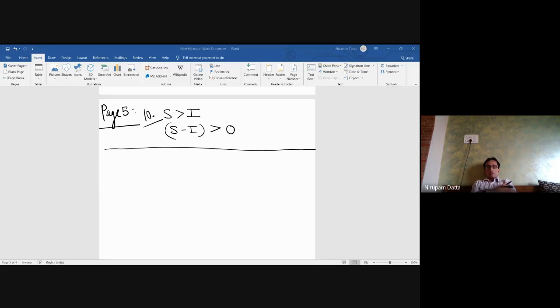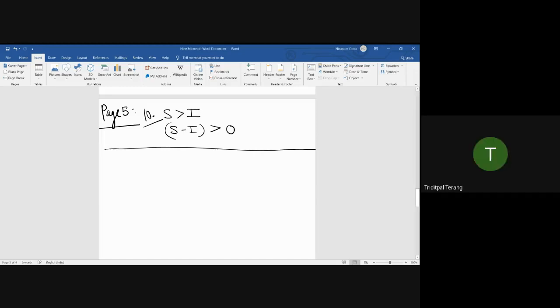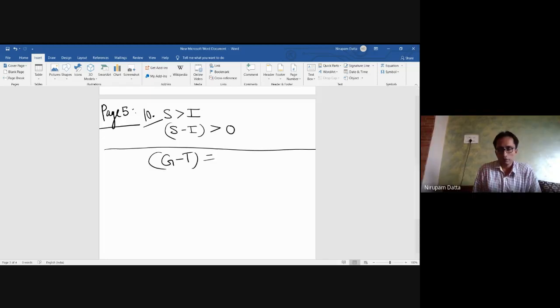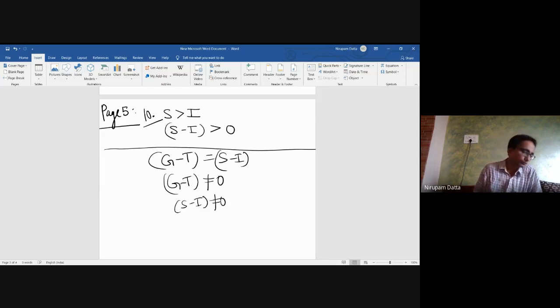It can happen only when you have a government sector. Do you remember this thing? That's why I said that I have done it just now. Yes, sir. G minus T equal to S minus I. So whenever G minus T is not equal to 0, then only you can have S minus I not equal to 0.